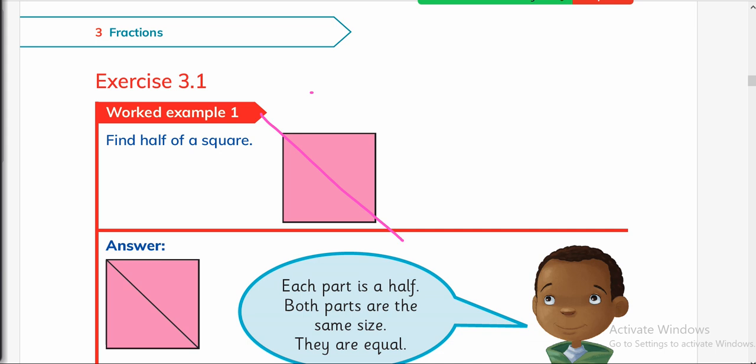Each part is a half. Both parts are the same size. They are equal. They are half. Both parts are equal. They are of the same size.